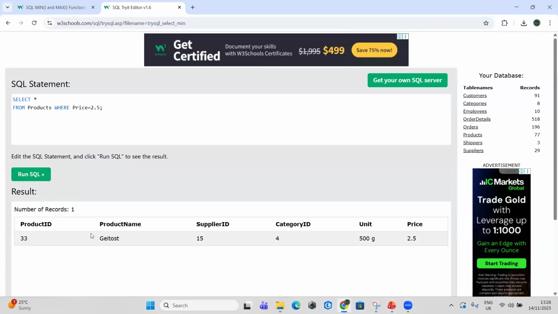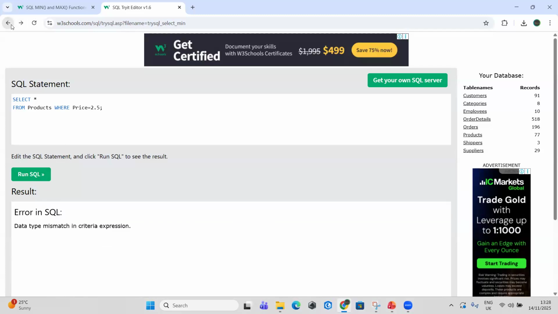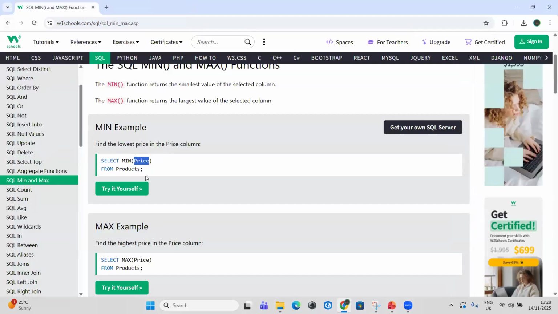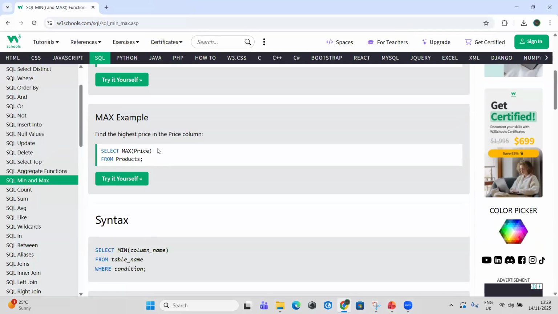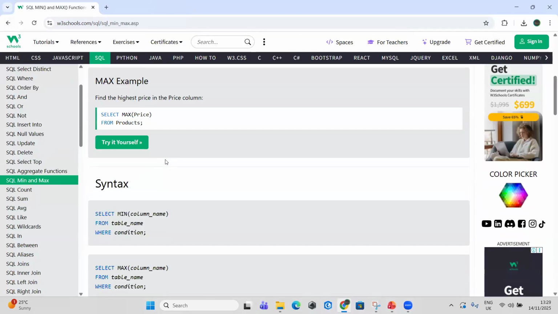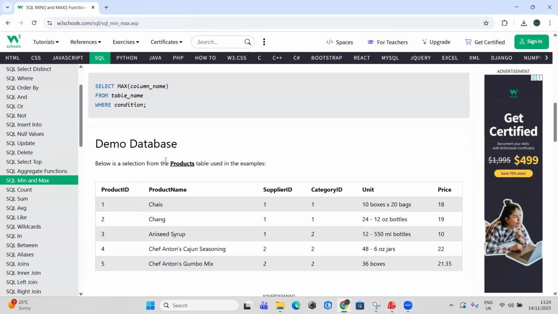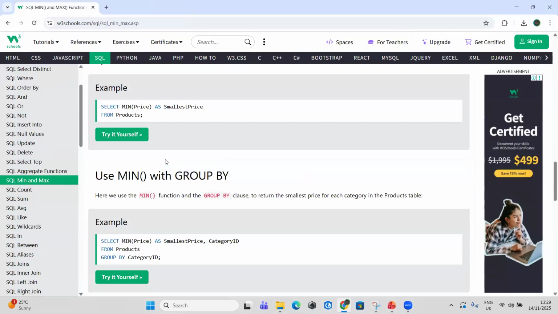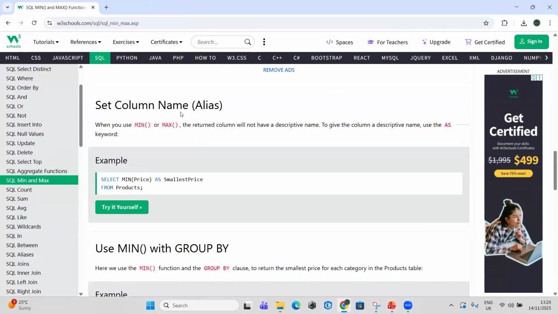So if you see, it was this product and the price was 2.5. But the original query gave us just the price, the minimum. Similarly, we can look for the item with the maximum price. Use minimum.